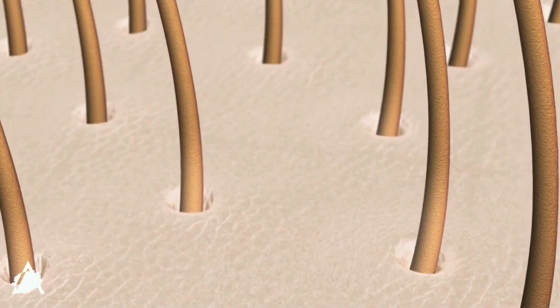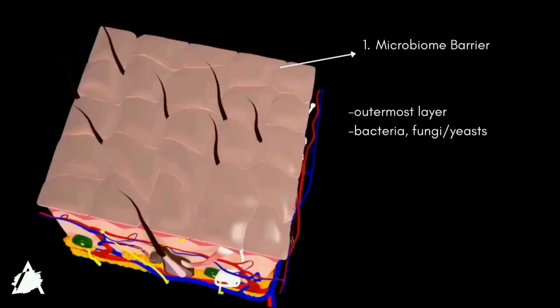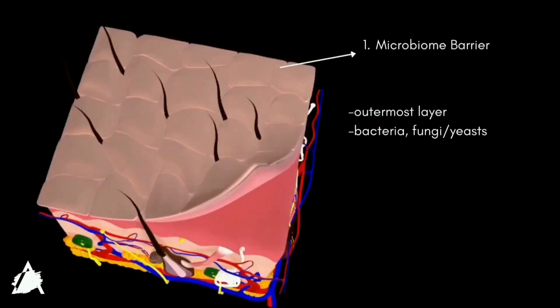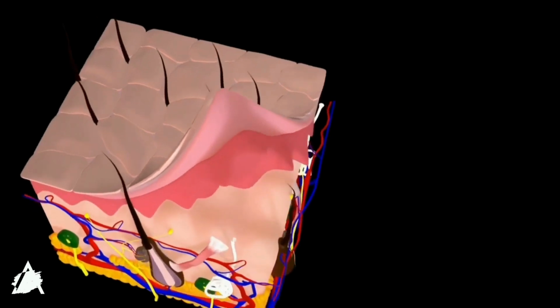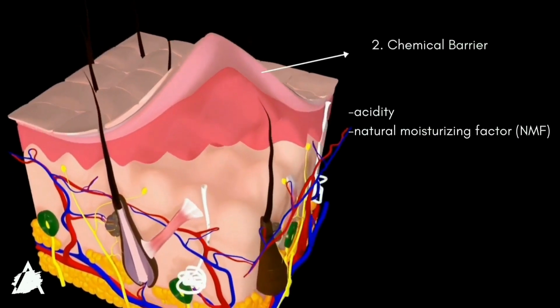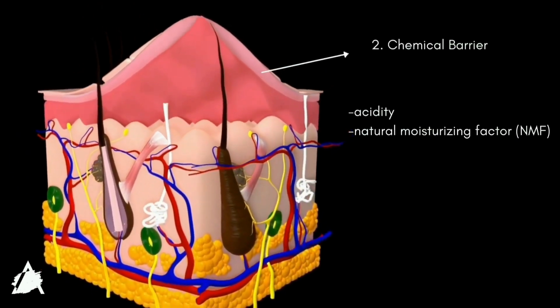A healthy scalp depends on the balanced relationship between the four barriers of skin. In the outermost layer, the microbiome barrier, including bacteria, fungi, and yeast, is located. The second barrier is a chemical barrier, which gives acidity to the hair surface and includes compounds such as natural moisturizing factor.